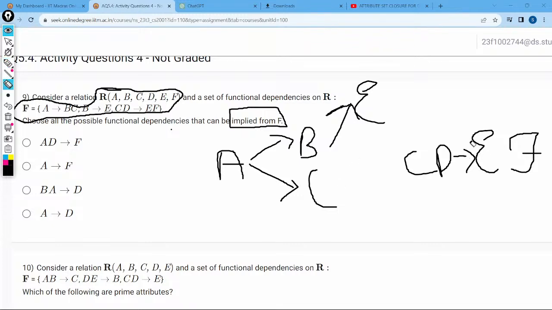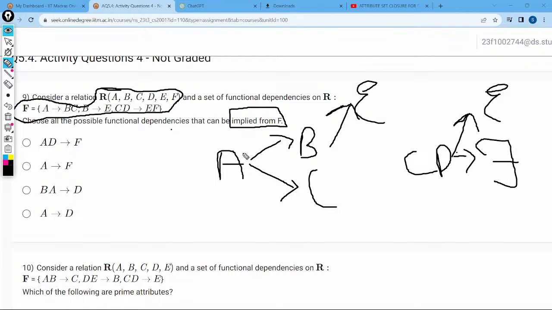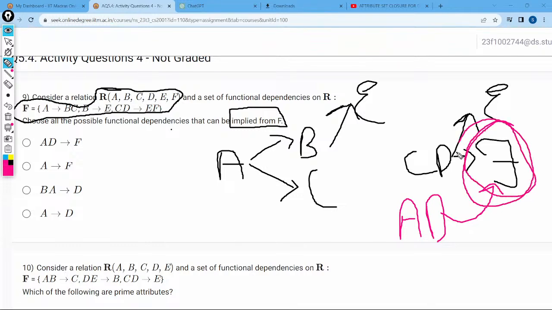Let me remove one singular thing that it is correct but just not represented correctly, right? So CD represents E and CD represents F. Okay, so let me change the color. CD can reach E and F both, and since A can reach C, meaning AD can reach F. Hence, this is correct. The first one is correct.